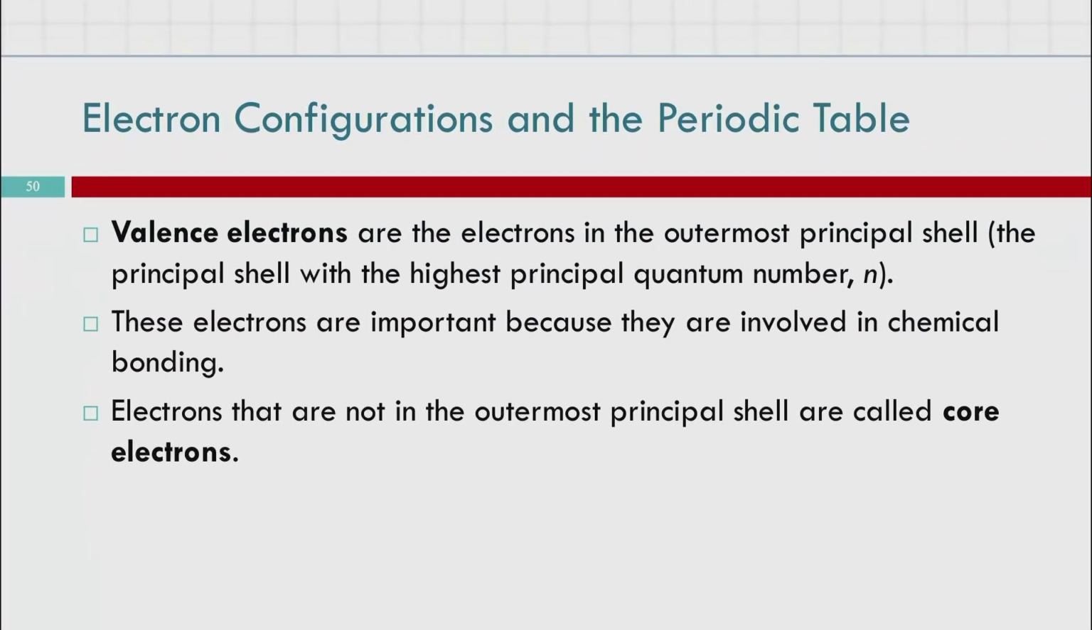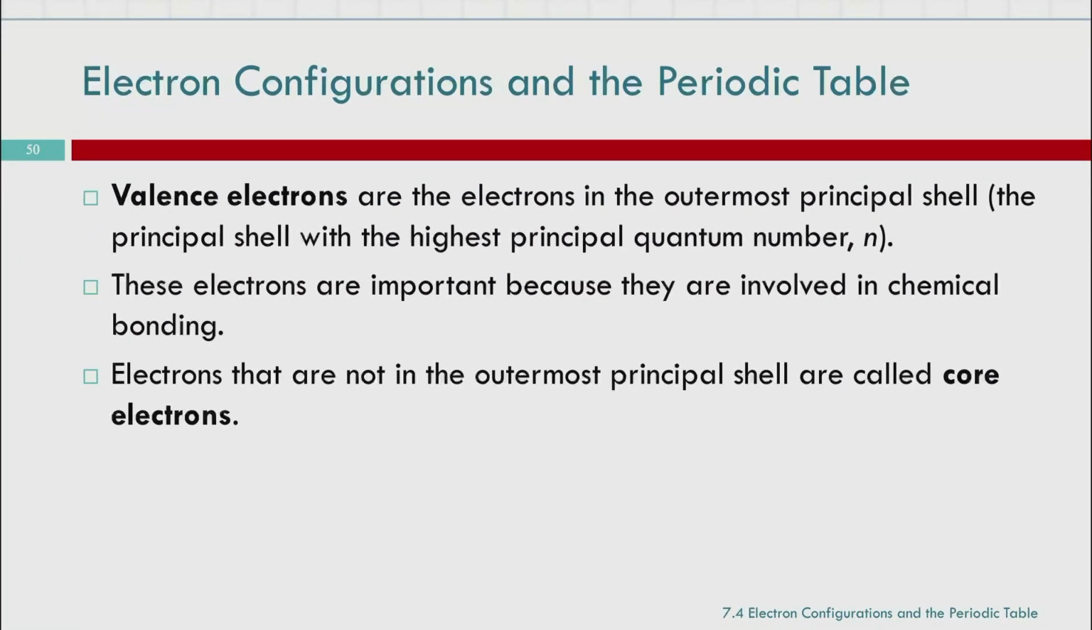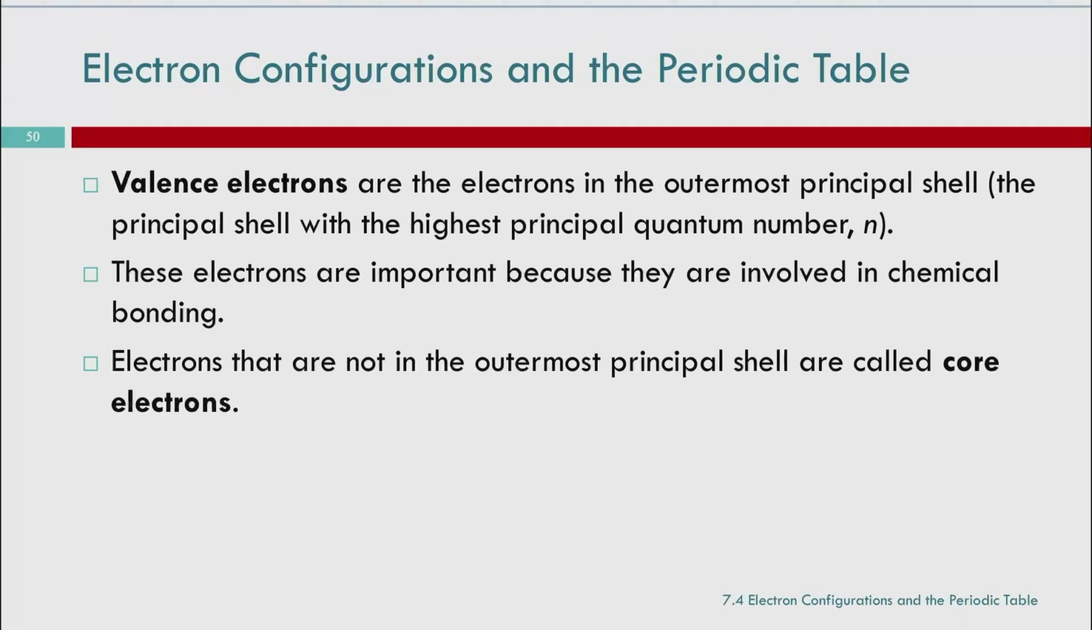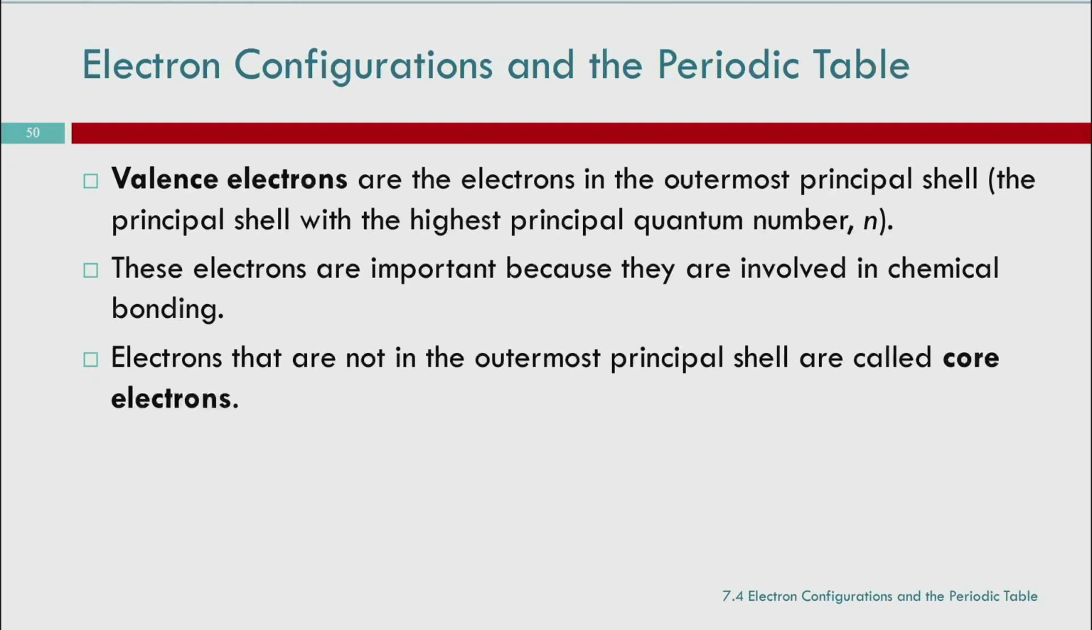A big part of the reason that we're learning about electron configurations is so that we can talk about valence electrons. I believe we've talked about them very briefly, we just kind of skipped past them. Valence just means outside. So these are electrons in the outermost principal shell, in the highest n orbitals.